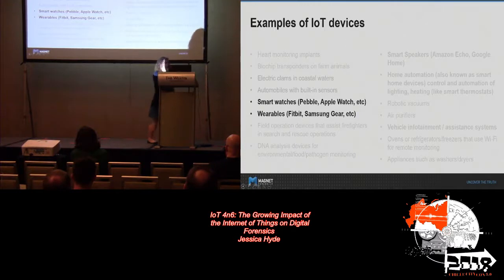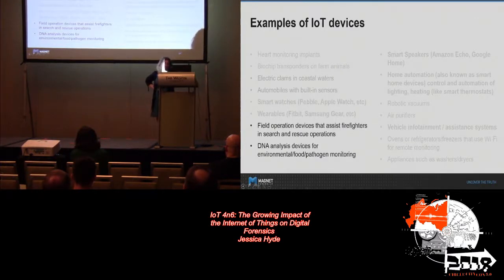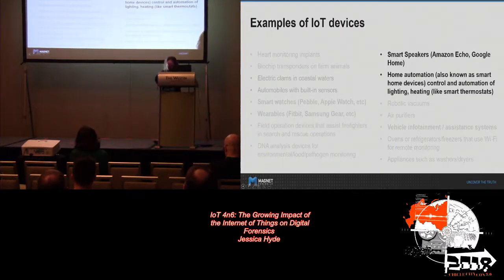You guys are used to them, everything from your Pebble to your Apple Watch, to your Fitbit, to your Samsung Gear. But IoT is also being used in places that might be really helpful when there's wrongful deaths and weird things that happen. There's DNA devices right now that are monitoring food pathogens. There are IoT devices used in firefighters' uniforms to predict heat and degradation and notify them when they're in danger and when they have to leave, and to monitor smoke.